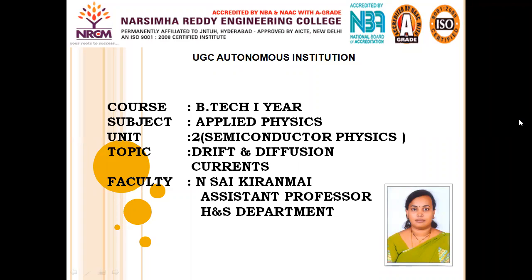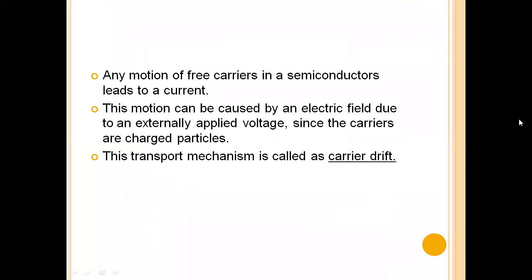Today in this session, we are going to discuss about semiconductors current mechanisms like drift and diffusion currents. First of all, any motion of free carriers in semiconductors leads to current. This motion can be caused by electric field due to an externally applied voltage, since the carriers are charged particles. This transport mechanism is called as carrier drift. Drift means moving of particles due to applied voltage.